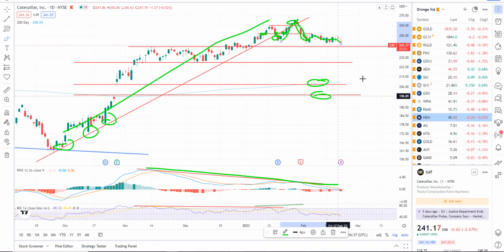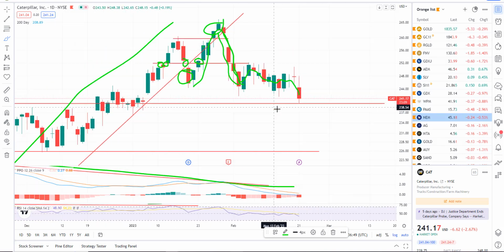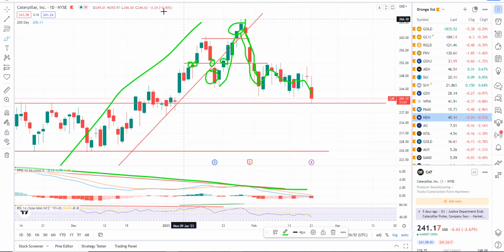239.80-ish. We take that out. I don't see much support until you run down to about 225.80 or so. And then ultimately, I think we're working our way down to fill this gap down here at 200. Okay. So it still looks good on the short side. It's working out, and we're just going to continue to let it work.